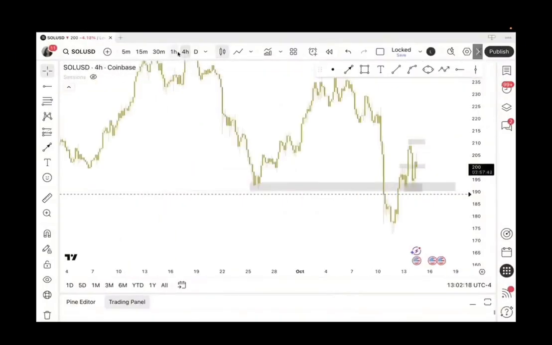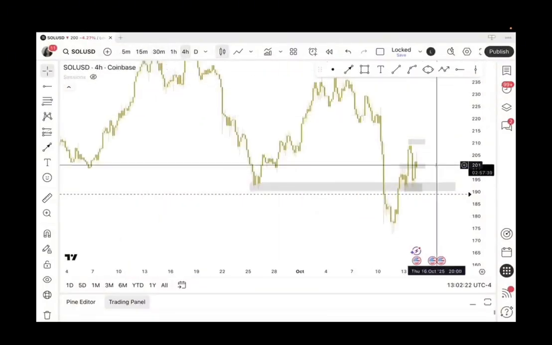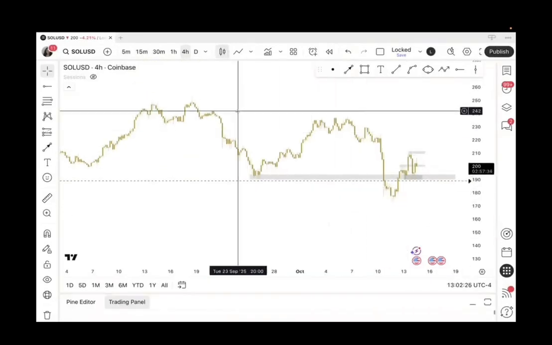4 hour is always going to be stronger than the 1 hour. 1 hour is always going to be stronger than 30 minutes. 30 minutes is going to be stronger, and so on. So overall, I feel like the 4 hour is still going to overpower the 1 hour. We're just waiting for the 4 hour to play out.